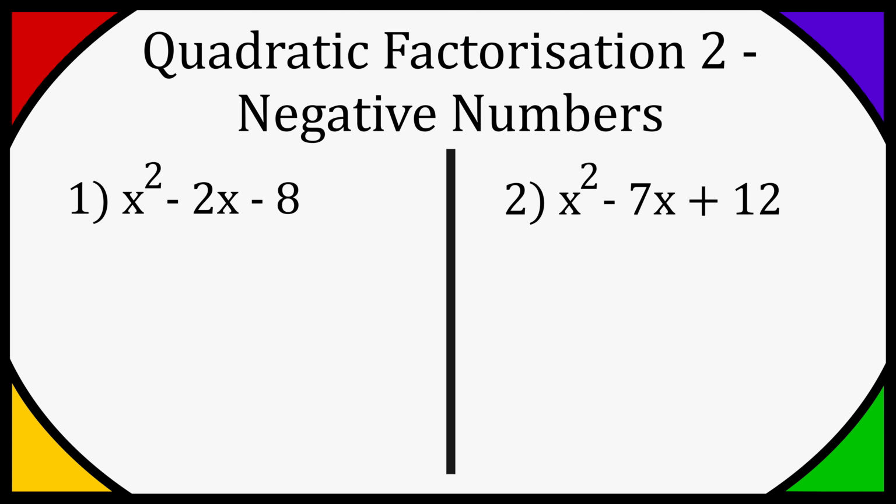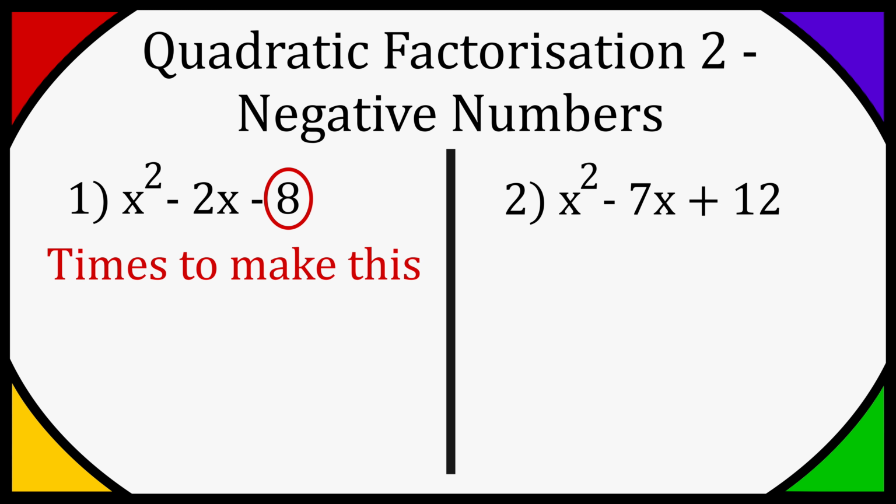So a bit like the first video, we need to work with this number at the end. Now we don't need to take into account whether it's negative or not, just a number, and we need to work out all the pairs that times together to make 8. So we have 1 times 8 and 2 times 4. Obviously we would have 4 times 2 and 8 times 1, but it doesn't matter what order you're times in them, we're just worried about the pairs. So our two pairs are 1 times 8 and 2 times 4.